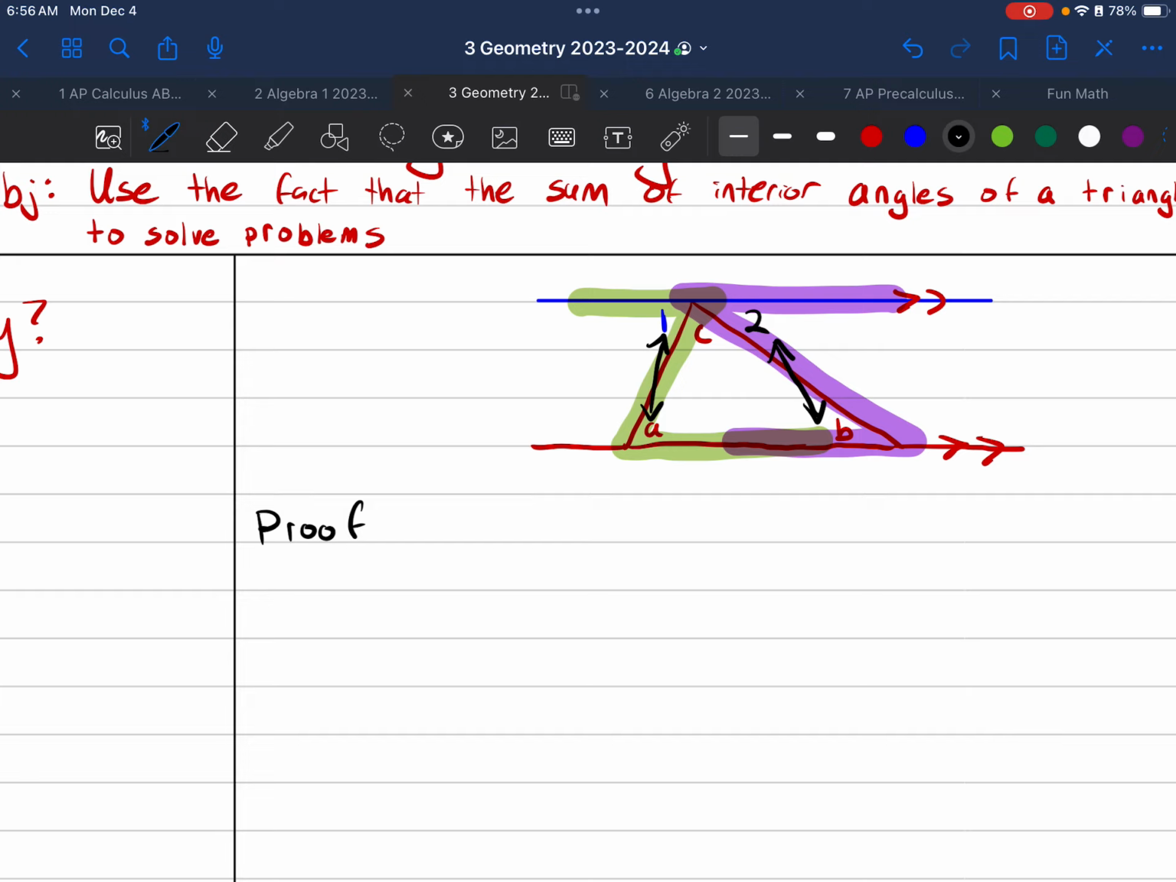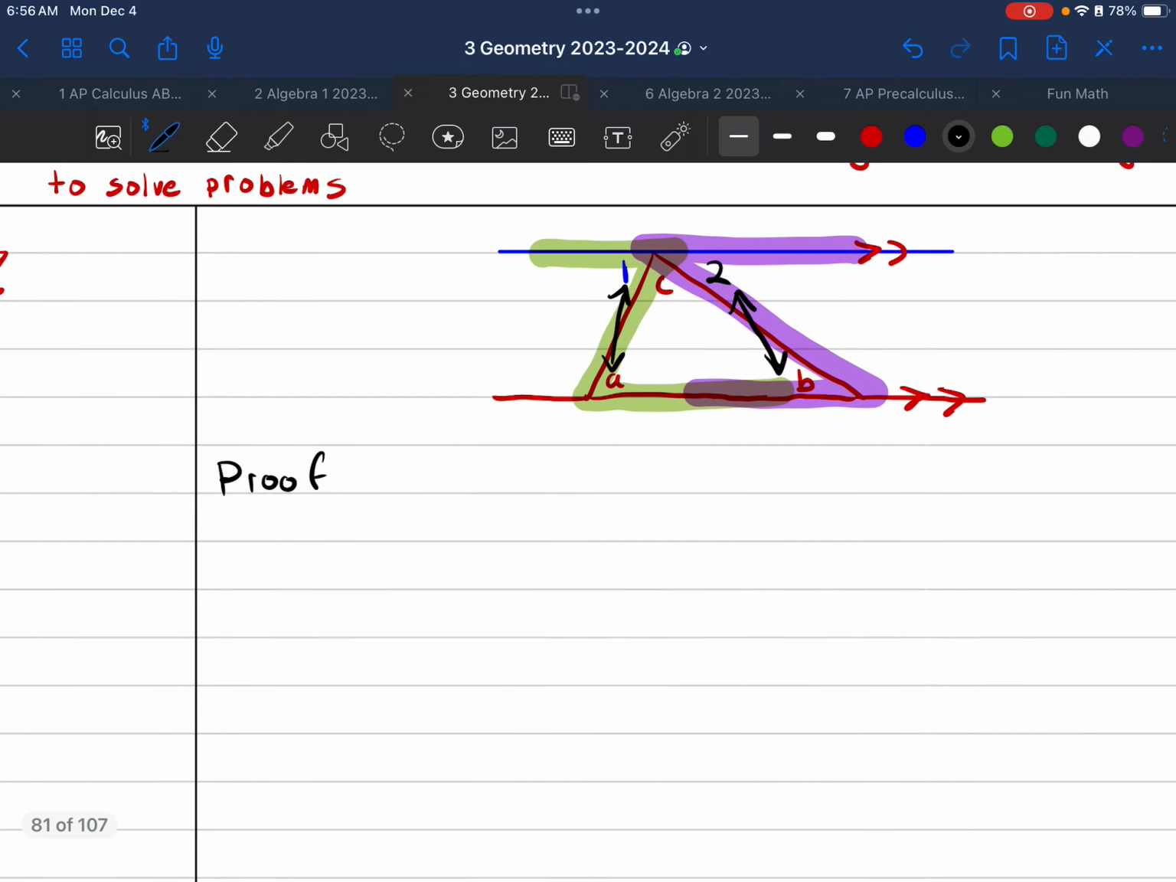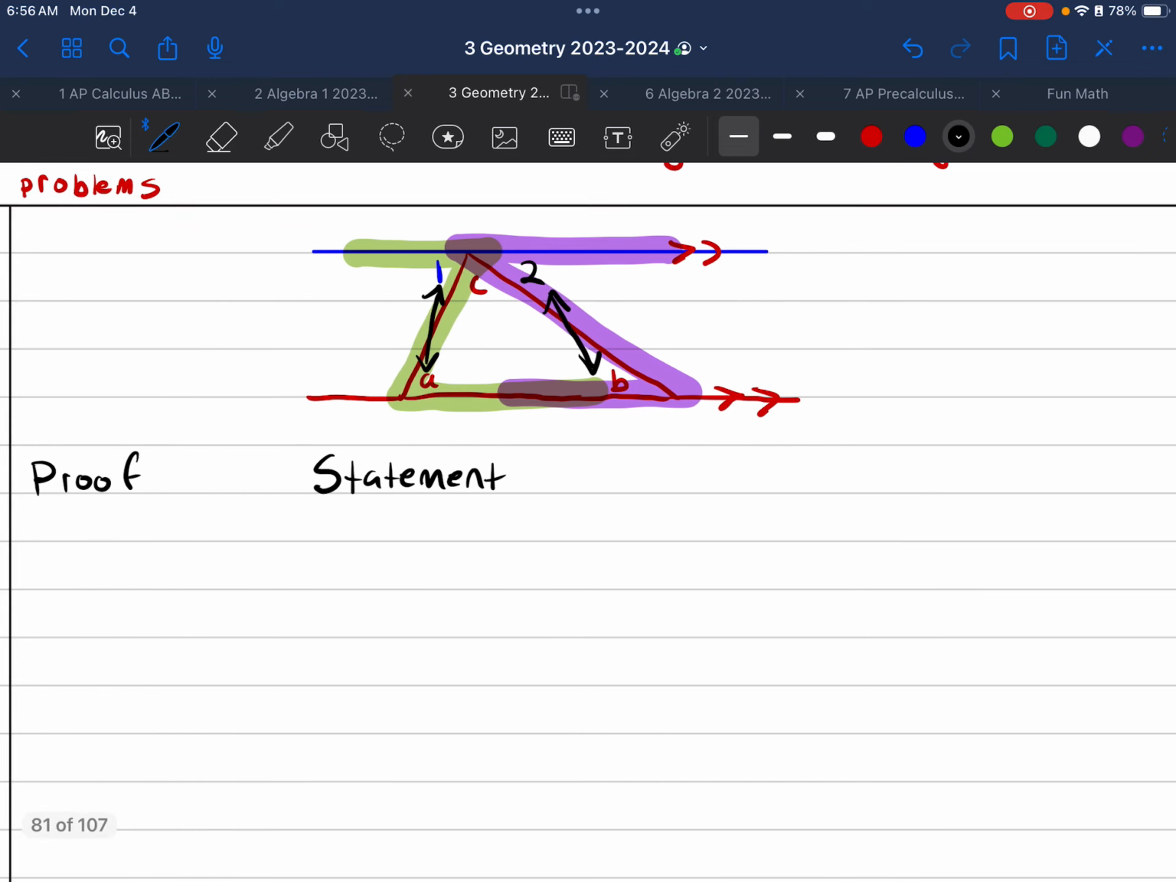And what we do is we call these 2-column proofs because I have 2 columns. I have something that's called a statement, and I need some sort of justification or some sort of reason why I can say what I'm saying. Make sure every single statement has a reason behind it.